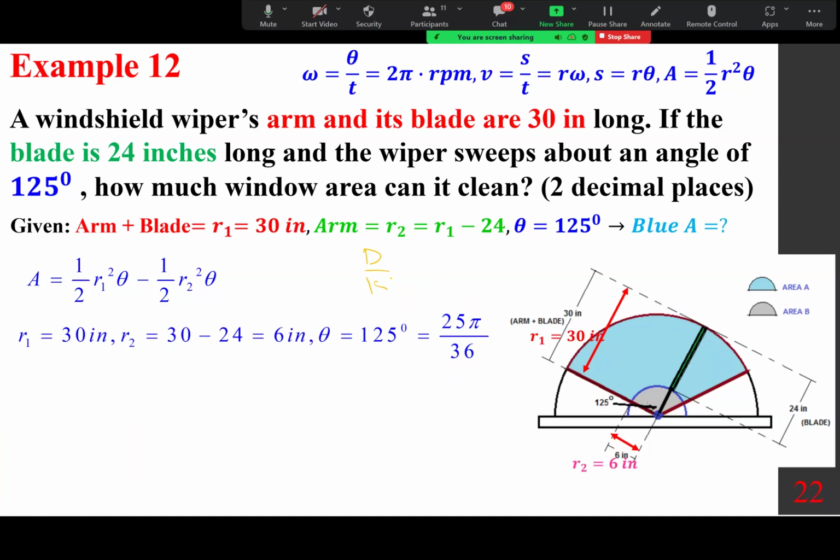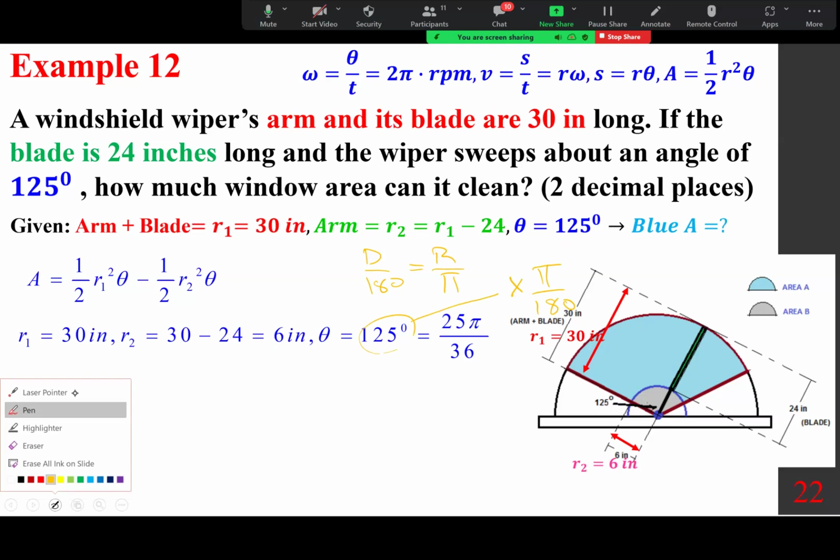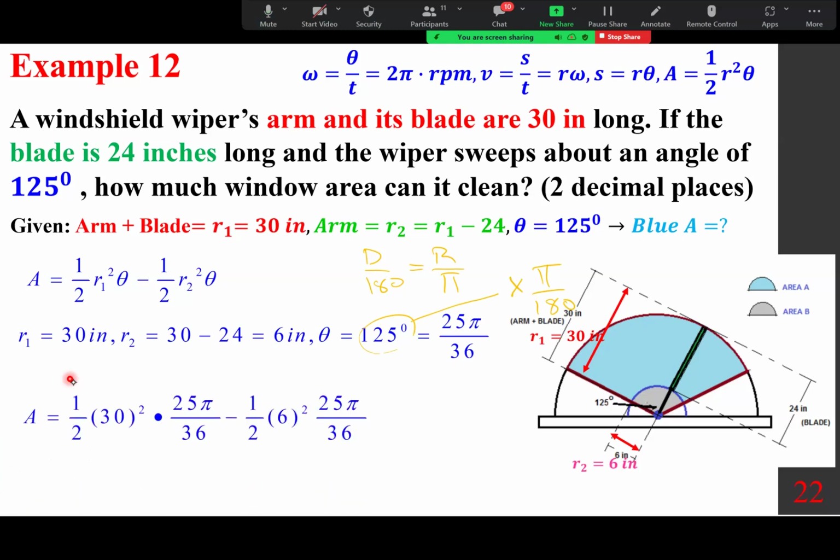You can go with d over 180 is r over pi, or just multiply by pi over 180. Either way, 25 pi over 36. And we're going to keep it as exact for now. Whenever you do calculations, you keep the intermediate steps exact, everybody. So plug in. Just plug in.